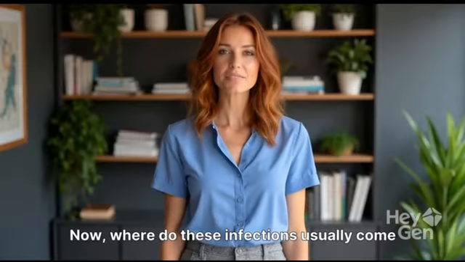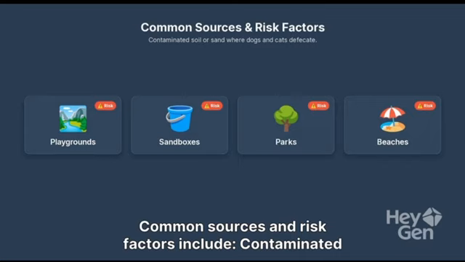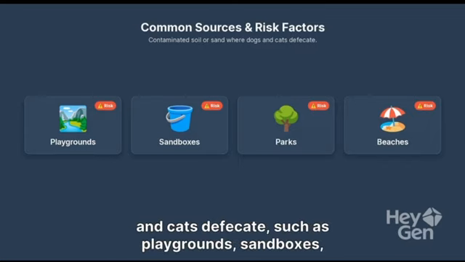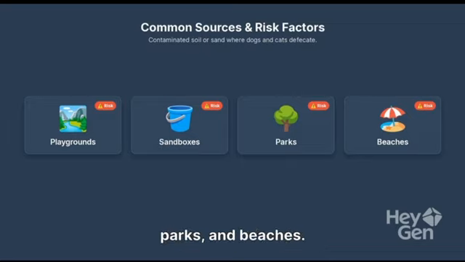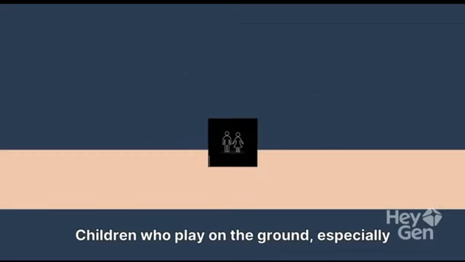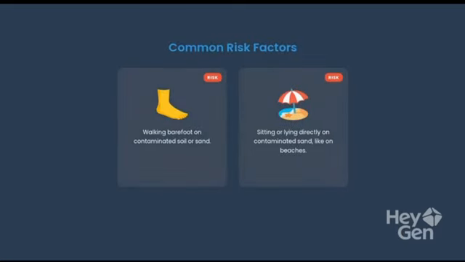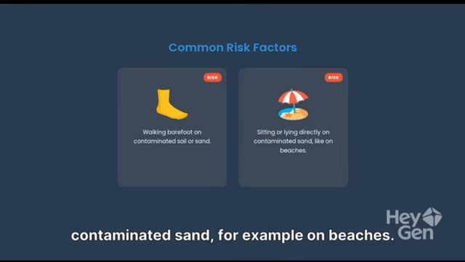Now, where do these infections usually come from and who is at risk? Common sources and risk factors include contaminated soil or sand in places where dogs and cats defecate, such as playgrounds, sandboxes, parks, and beaches. Children who play on the ground. People who walk barefoot on contaminated soil or sand. People who sit or lie directly on contaminated sand, for example on beaches.